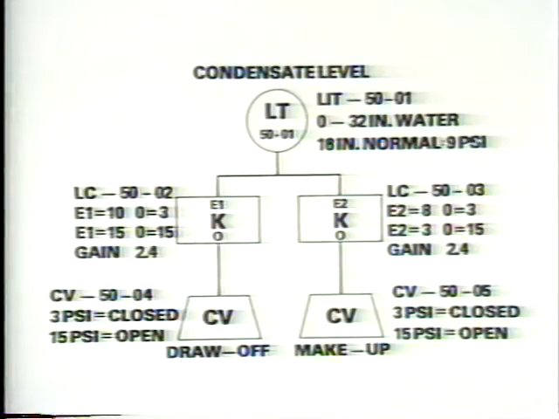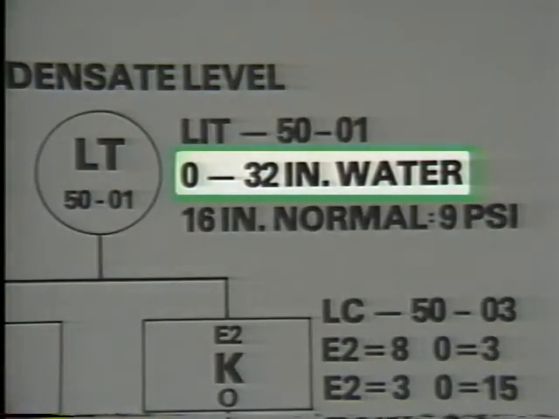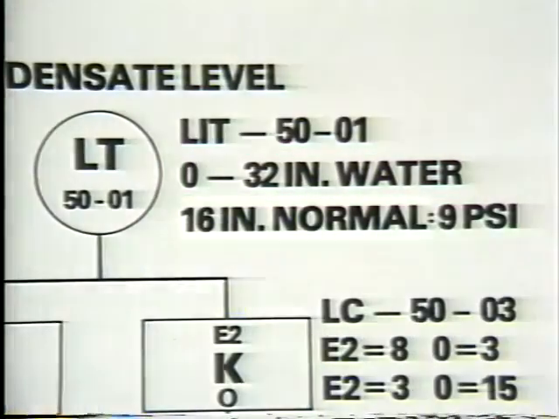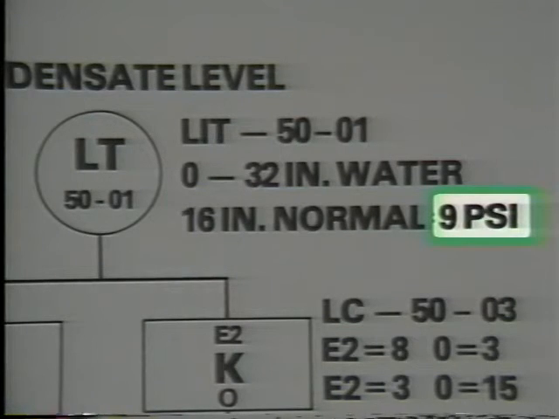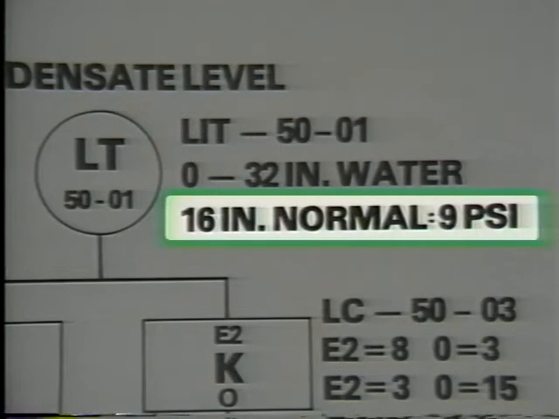Let's start with the transmitter. This information next to the transmitter symbol indicates that the transmitter can measure a level range in the hot well of 0 to 32 inches of water. A water level of 16 inches is normal. The 9 psi means that with a normal level of 16 inches in the hot well, the transmitter will produce a pneumatic signal of 9 psi.